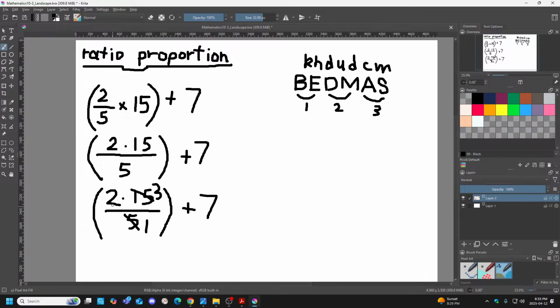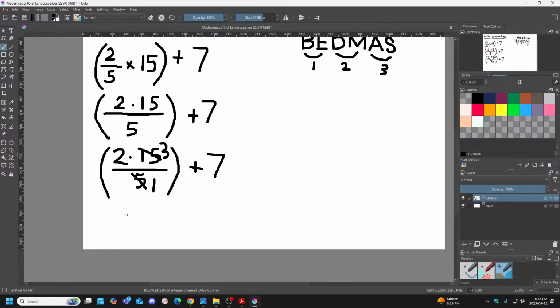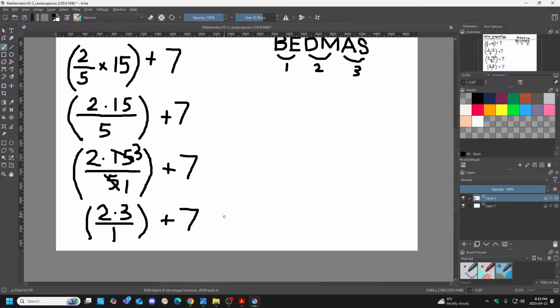All right, so now we're left with 2 times 3 all over 1. I didn't need to write over 1, but I just wanted you to see it, right? So we have 2 times 3 is 6.